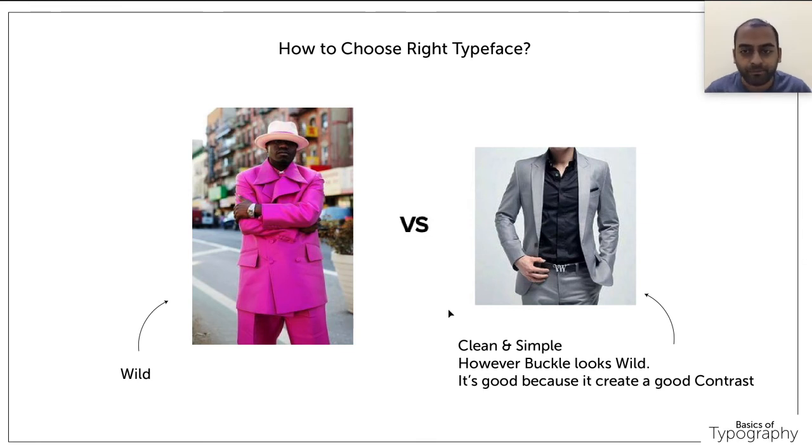Okay, so this is just a continuation of the previous slide. On the left side you can see a person who is completely wild. The color of the dress, the posture he is standing in, it all looks wild. But in the second image, the person looks very formal and very neat, but you just see his buckle.